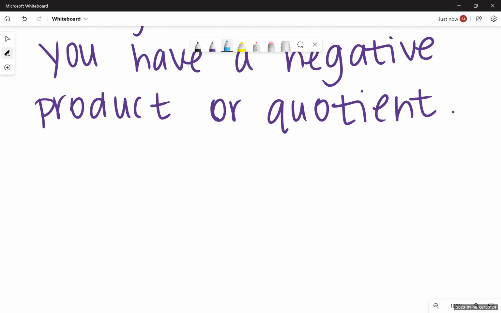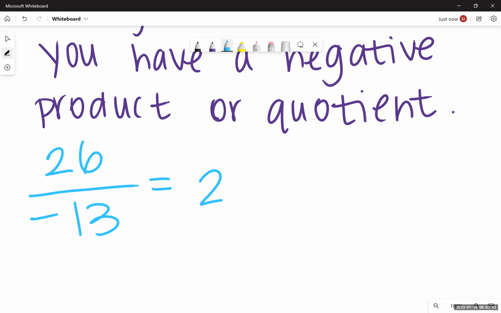Okay, so now we're dealing with different signs and it's negative. It's hard to just come up with random numbers, y'all. If we have 26 divided by negative 13. 26 divided by 13 is 2. Signs are different, so it's negative. Okay. That makes sense?